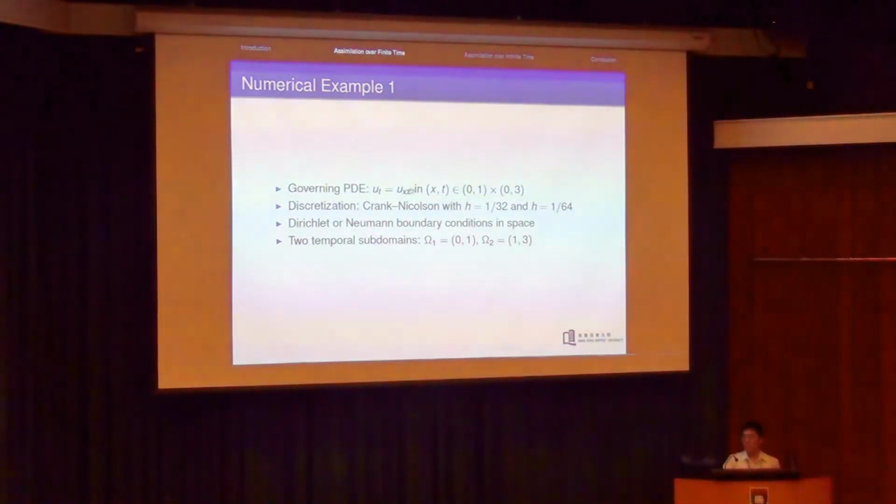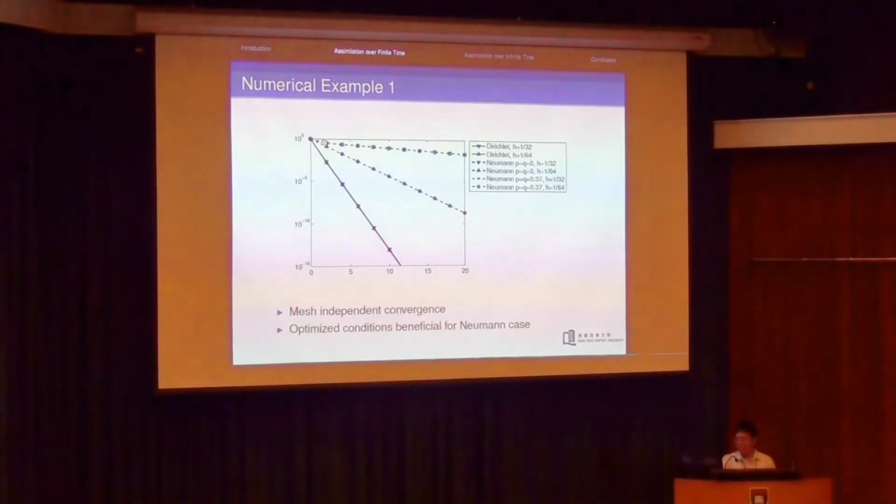This is a simple heat equation with a Crank-Nicolson discretization, with Dirichlet or Neumann boundary conditions in space. So Dirichlet means that your smallest eigenvalue is not close to 0. It's somewhere around 10, actually, for the unit interval. Whereas Neumann means that you have a 0 eigenvalue.